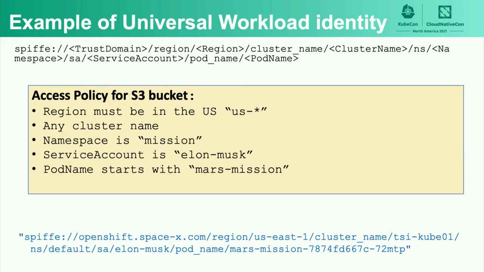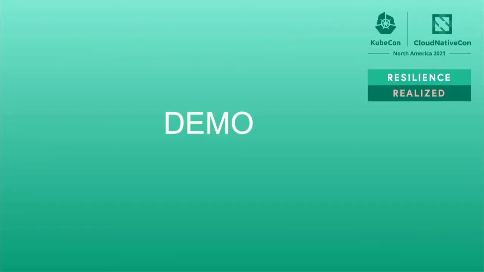So now we can define policies that would guard access to the S3 storage. So in this example, we want the region to be in the US location. We can use any Kubernetes cluster. However, the namespace must be mission and service account Elon Musk, and the pod must start with the Mars mission name. Okay, so let's do a quick demo.